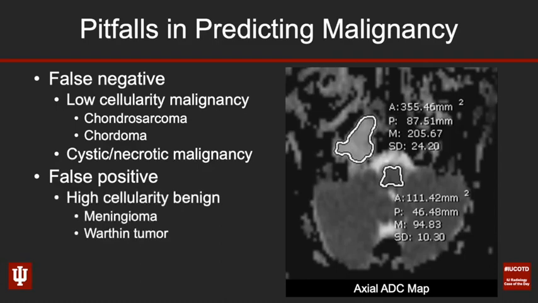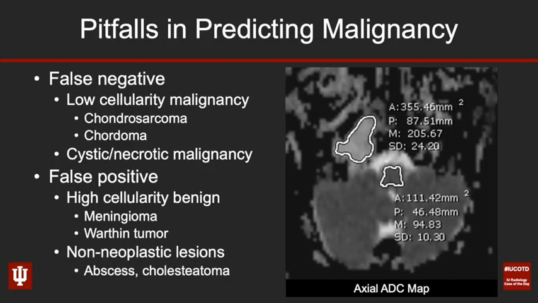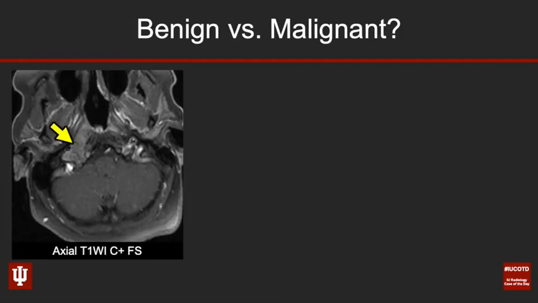In terms of false positives, things to keep in mind would be high cellularity benign processes, benign tumors, such as meningiomas, which can obviously be very cellular, and same with Wharton tumors. They're not always cystic, sometimes they're very cellular, and those can also have relatively low ADC values. And then there are other non-neoplastic lesions like abscess and cholesteatoma that can also have reduced diffusivity, so just be aware of that. So here's an example.